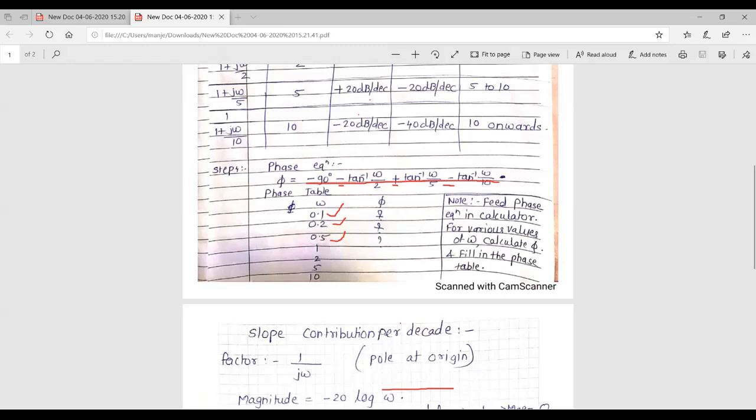Now, one more point I would like to mention here. In this phase equation, you can write the equation in any sequence, like whichever factor comes first, that should be only first.